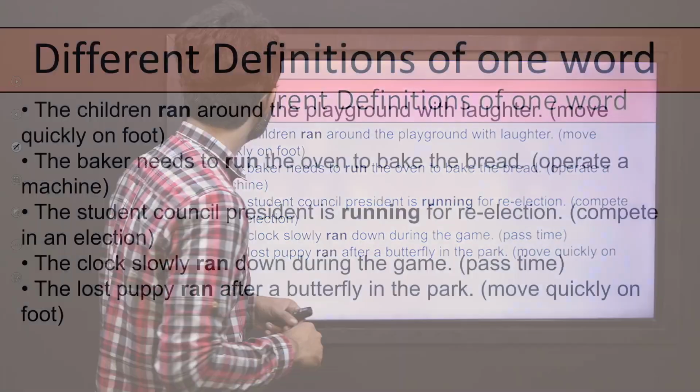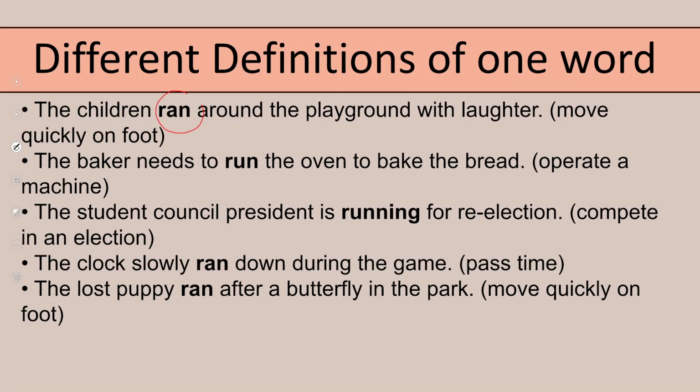Now, let's see, we have this word ran or run or running in different forms. This is our verb in different forms, having a different base form and past forms. But we are going to see how the word is acting differently and how the definition will change. So, the children ran around the playground with laughter. Here, the word run or ran means move quickly on foot. Just quickly running, moving the feet in a fast way.